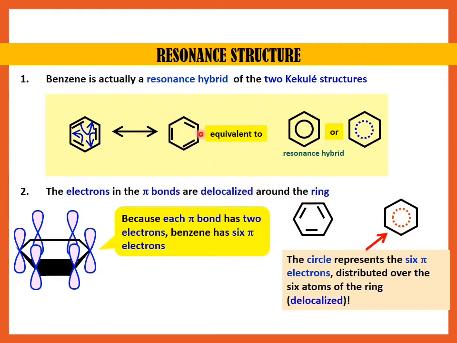It means they can move. Delocalized means they do not stay in one place. Okay, because each pi bond has 2 electrons, so benzene has 6 pi electrons. We already discussed this. So the circle inside the hexagon shape here represents the 6 pi electrons distributed over the 6 atoms of the ring. It means that the electrons are delocalized in the ring. Okay, so this is just general info for you.